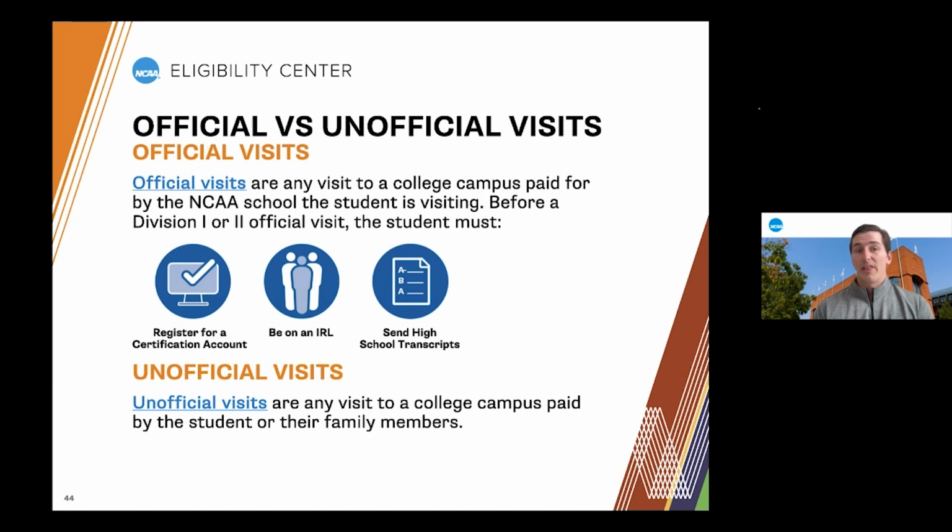Next, we have the official versus unofficial visits. In the previous slide, we just talked about when your kids can and can't go on campuses. Let's define what an official visit is and what an unofficial visit is. For official visits, this is a visit to a college campus paid for by the NCAA school the student is visiting. Before a Division I or Division II official visit, the student must do all three of these things: register for a certification account, be on a school's IRL, and send a high school transcript in. For unofficials, this is a visit to a college campus paid for by the student or the student athlete's family members.